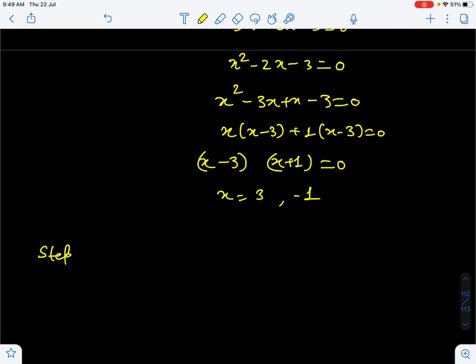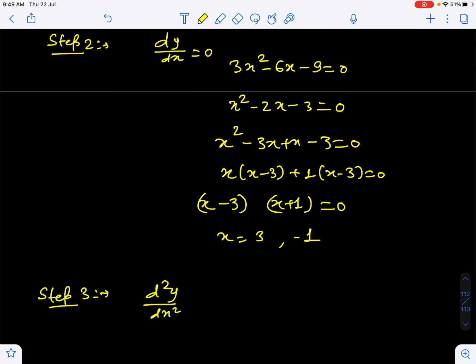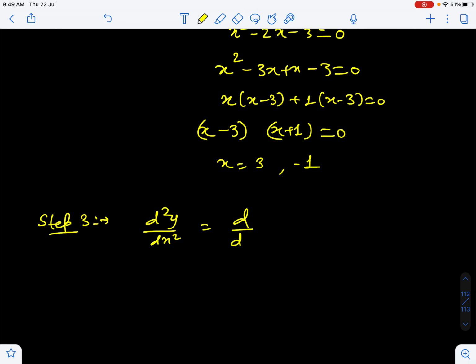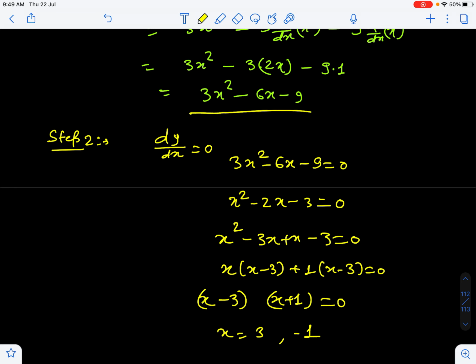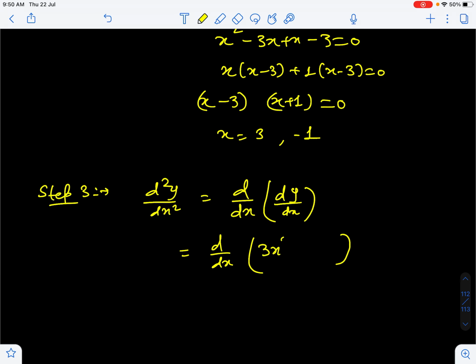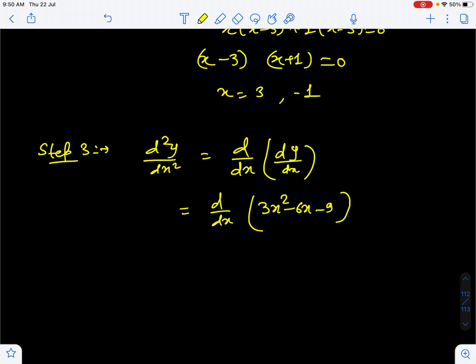Now Step 3, guys. What will I do? I will find d2y by dx square. I know that d2y by dx square is nothing but d by dx of dy by dx. So don't get confused, sir, this is not dx whole square; this is the only meaning of d2y by dx square. So d by dx of dy by dx, which is 3x square minus 6x minus 9. Again I am differentiating. I am not writing all the steps now. So this will be 6x minus 6 only.